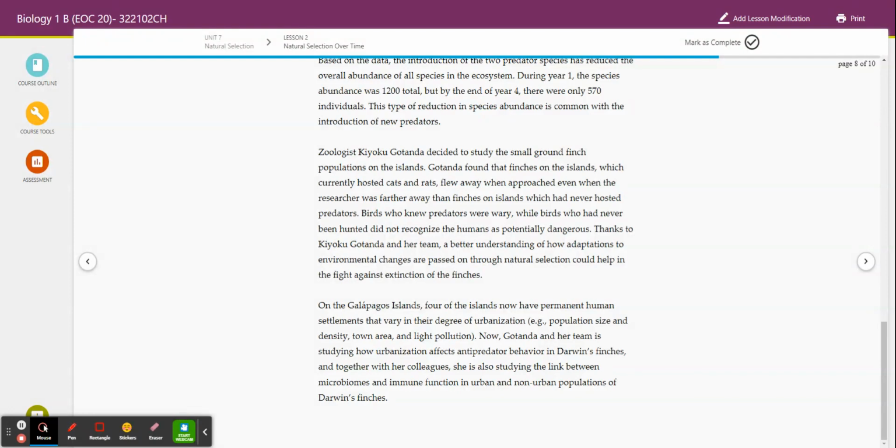On the Galapagos Islands, 4 of the islands now have permanent human settlements that vary in their degree of urbanization, for example, population size and density, town area, and light pollution. Now, Gotanda and her team are studying how urbanization affects anti-predator behavior in Darwin's finches, and together with her colleagues, she's also studying the link between microbiomes and immune function in urban and non-urban populations of Darwin's finches.